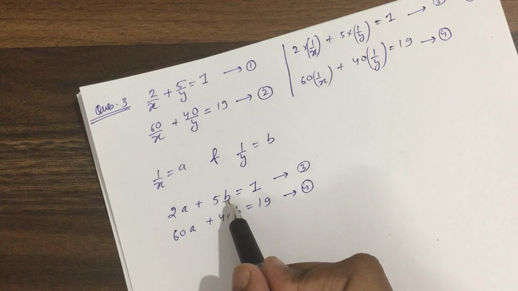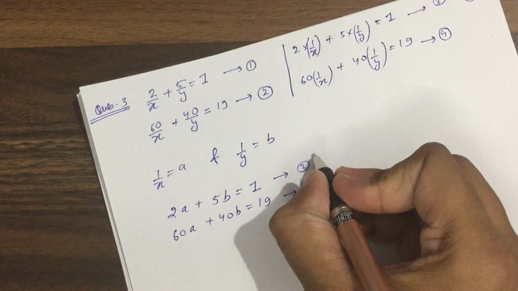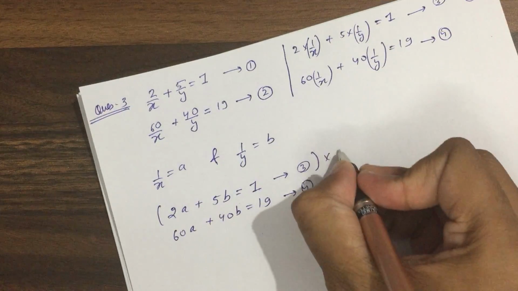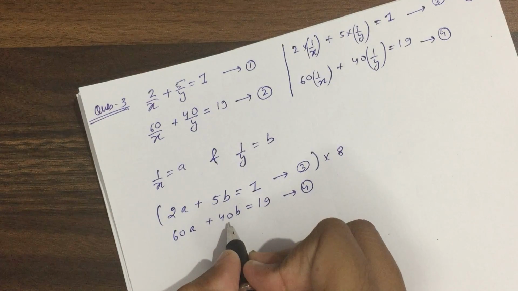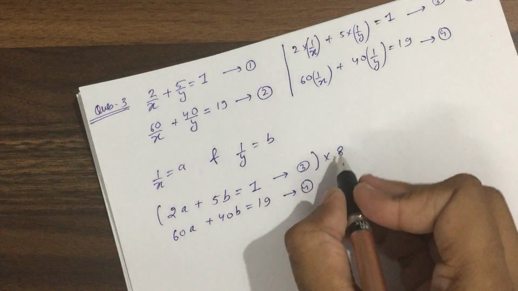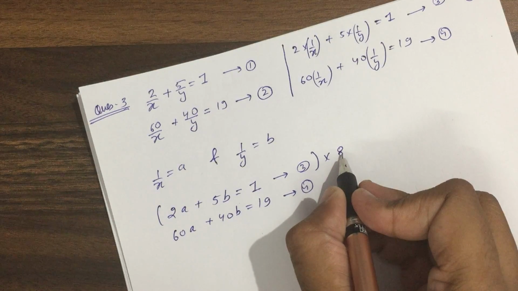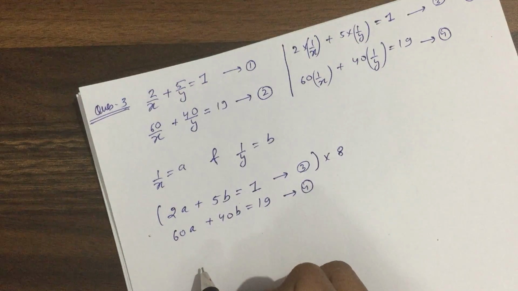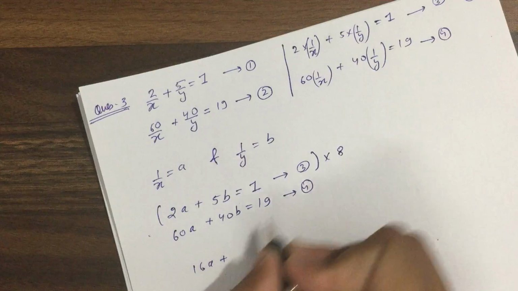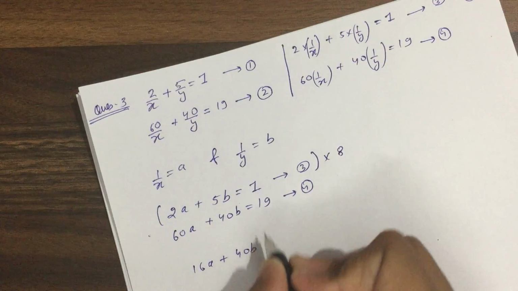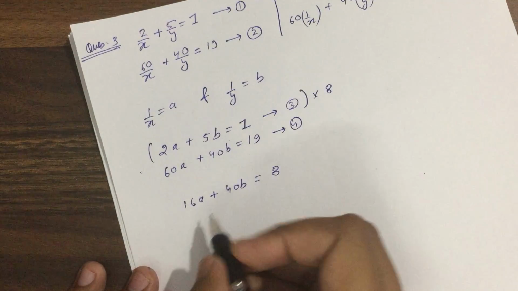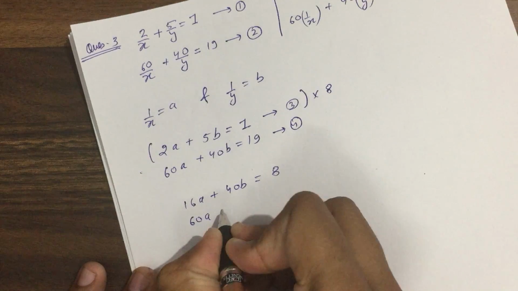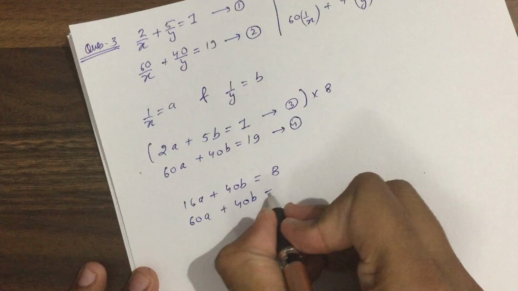So we have to make the coefficient of b equal to 40. So what we will do, we will multiply equation number 3 with 8, in order to get 8 fives will be 40, and here already it is 40. So no need to perform any action on this equation. So it will be like this: 8 into 2 is 16, so 16a plus 8 fives are 40, 40b equal to 1 into 8. It will be 8.